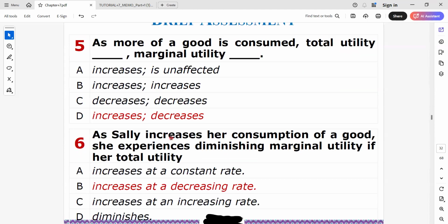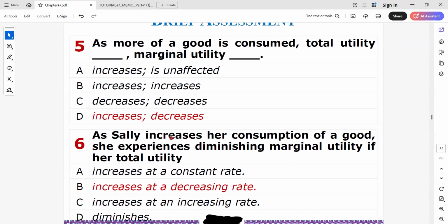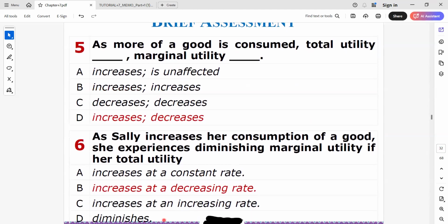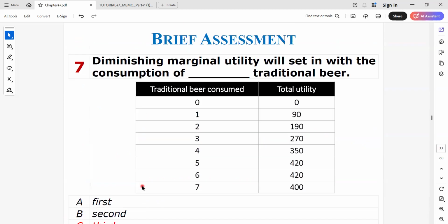As Sally increases her consumption of a good, she experiences diminishing marginal utility if her total utility is increasing at a decreasing rate. Yeah, we know this. Been saying this. Another person might have chosen diminishes, but it's not really going down. It's increasing at a decreasing rate. So don't be confused, guys. Increases at an increasing rate, no, this one is wrong. Increases at a constant rate, also wrong. So the answer is B here.